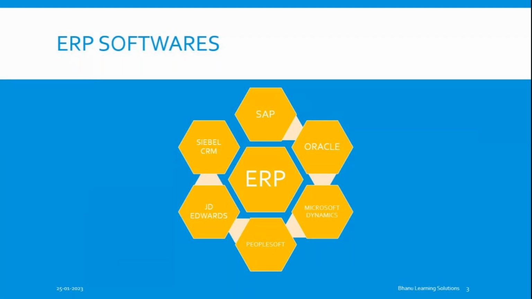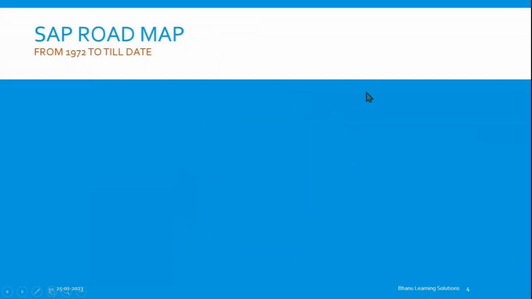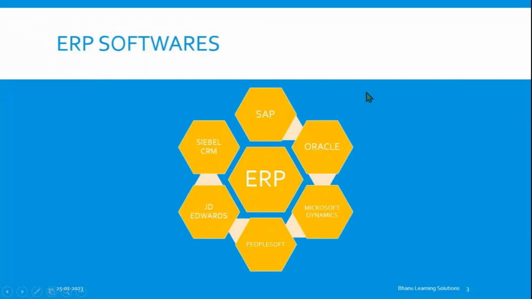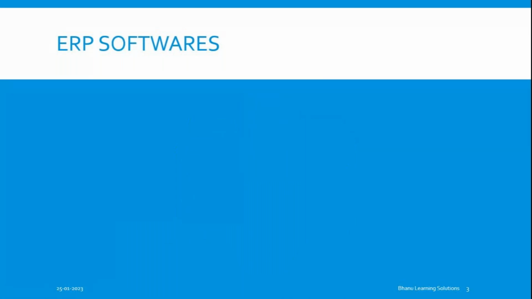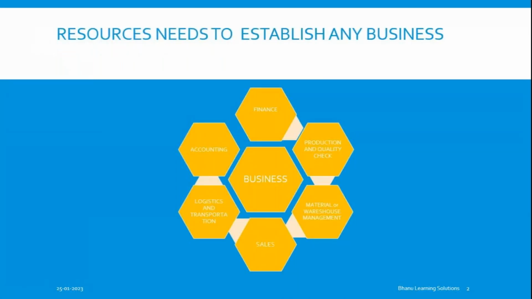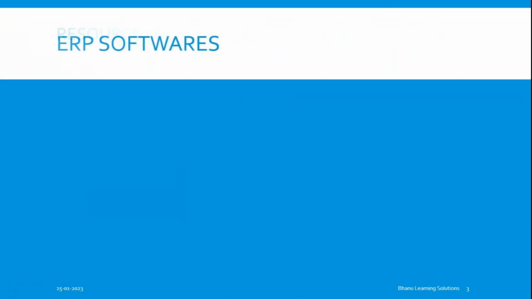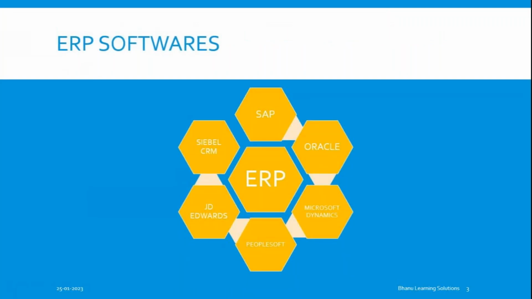Okay, fine. So they have their own advantages and disadvantages. SAP is capable of handling all the resources like finance, whatever we have discussed, all these applications. That's the reason SAP is a more successful ERP software compared to its competitors. Like we choose a specific mobile phone like iPhone, like that.